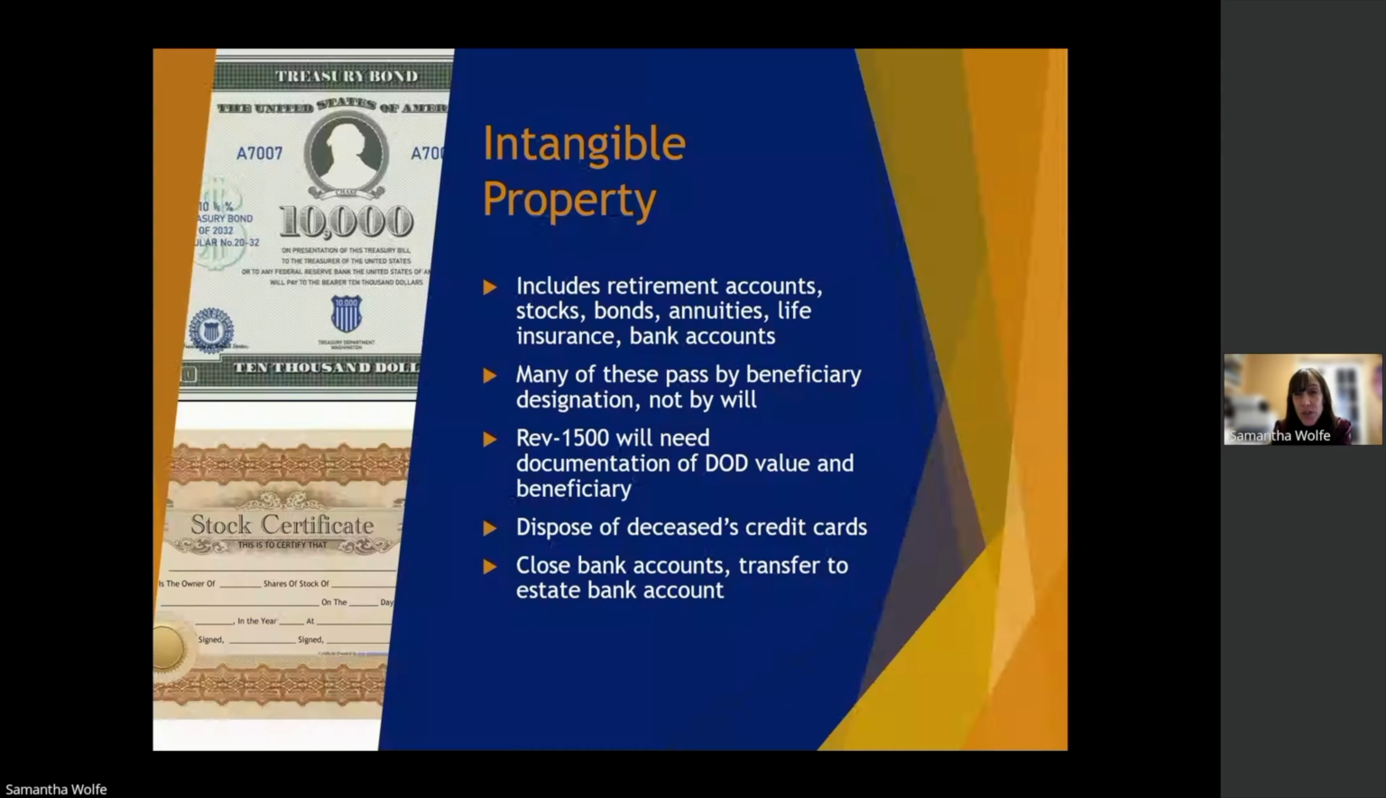You want to make sure you're disposing of the decedent's credit cards, and you want to make sure you're closing the bank accounts and transferring it to an estate account.